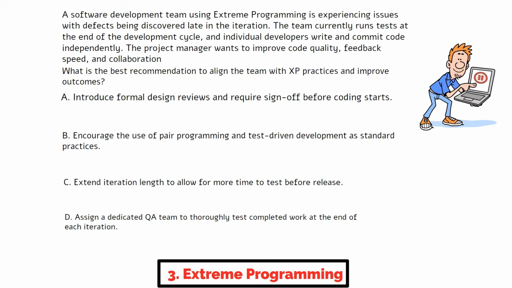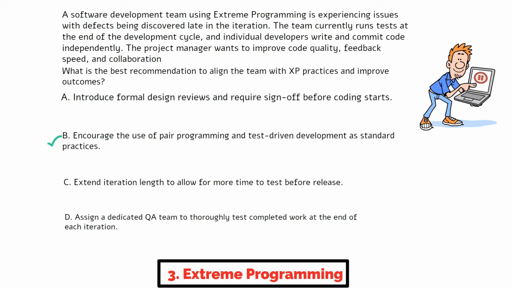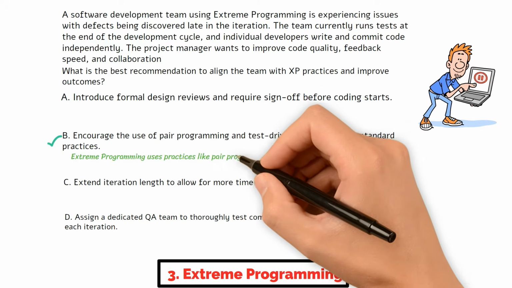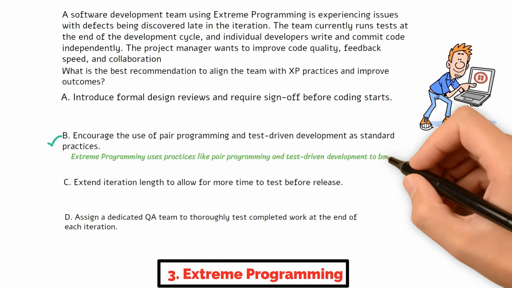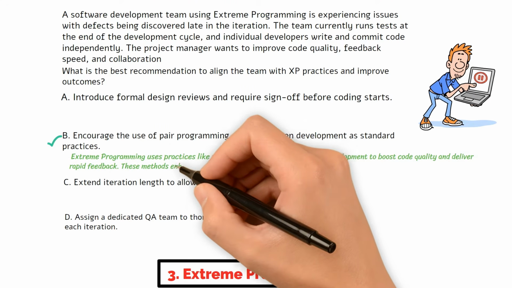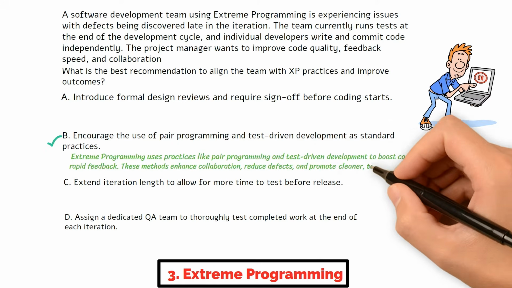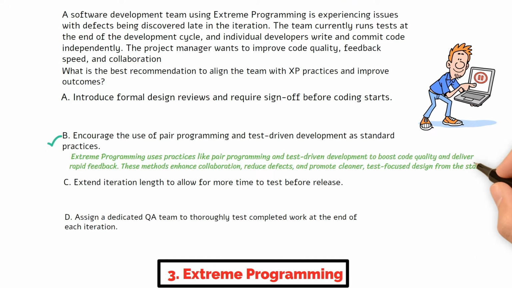All right, let's walk through this together. The correct choice is B. In extreme programming, key practices like pair programming and test-driven development are designed to improve code quality, reduce defects, and deliver fast feedback. Pair programming enhances collaboration and knowledge sharing, while test-driven development ensures that code is written with testing in mind from the beginning, reducing late-cycle bugs and promoting cleaner design.